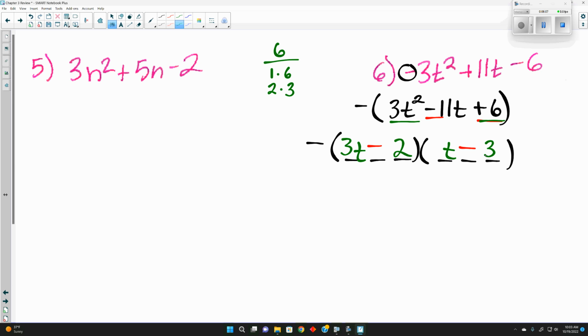If you notice that there is no way to set it up without a greatest common factor, look back at the original one and see if there is one, because there might be one we missed. But here, 3, 11, and 6, there's not one, so 3 and 3 can't go together.